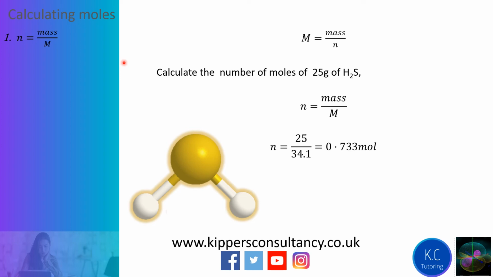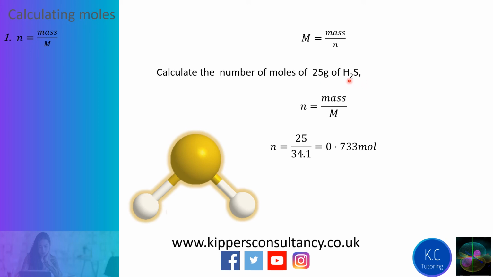Let's now take a look at how we calculate moles. If we take the previous equation, molar mass is equal to the mass divided by the number of moles, we can rearrange this to give us the number of moles is equal to the mass of the substance divided by the molar mass. So let's imagine we have to calculate the number of moles of 25 grams of hydrogen sulfide.